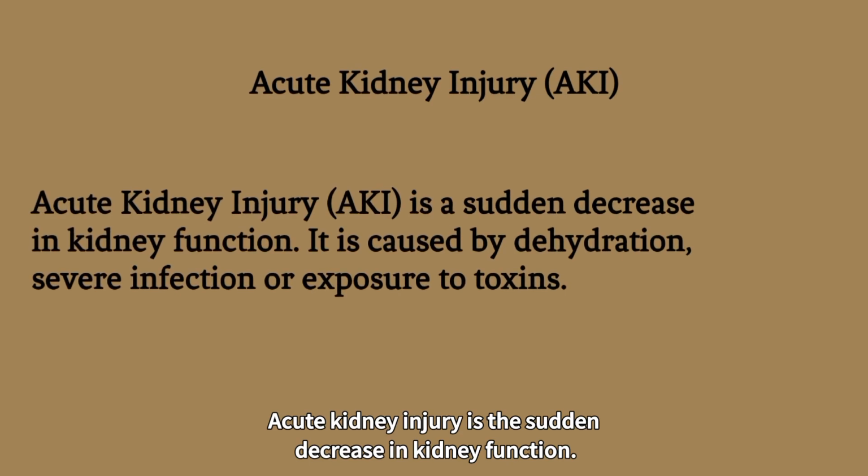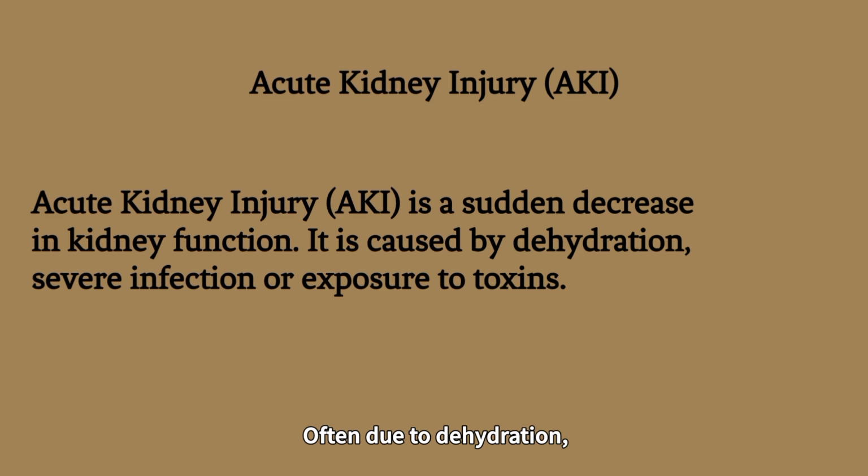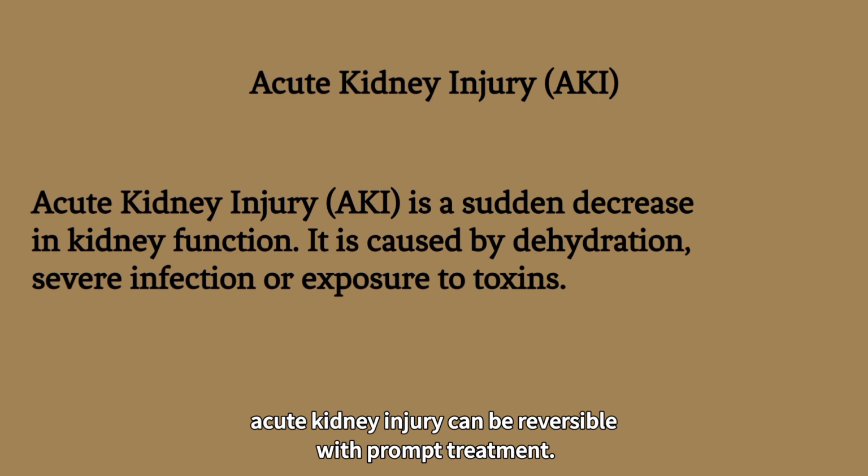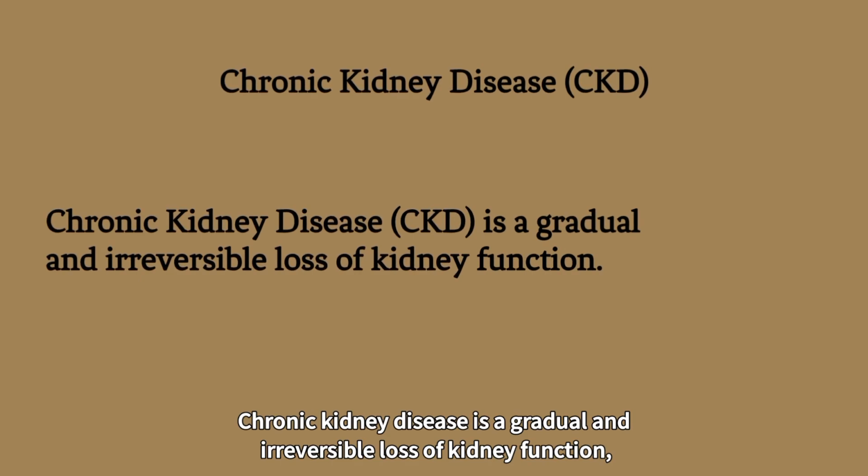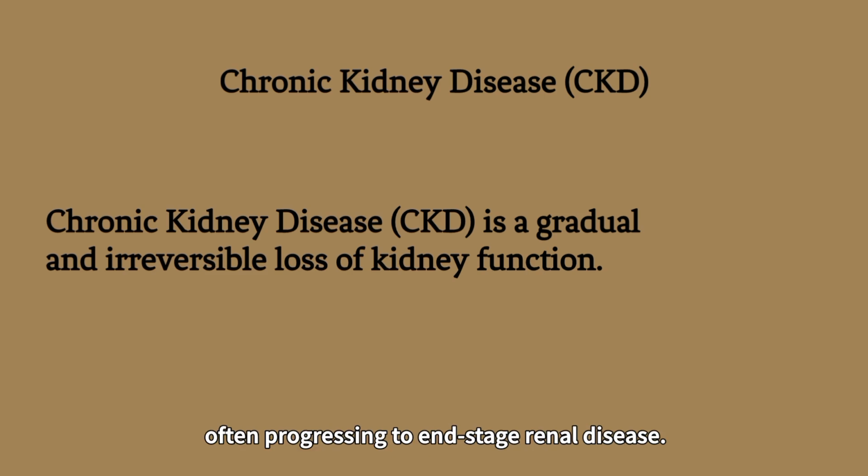Acute kidney injury is the sudden decrease in kidney function, often due to dehydration, severe infection, or exposure to toxins. Acute kidney injury can be reversible with prompt treatment. Chronic kidney disease is a gradual and irreversible loss of kidney function, often progressing to end-stage renal disease.